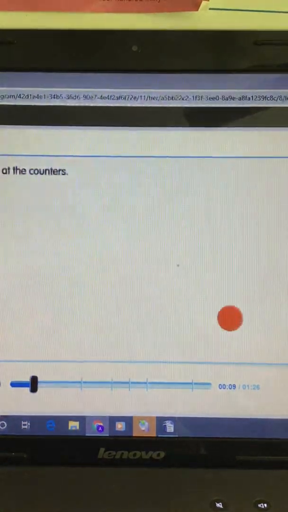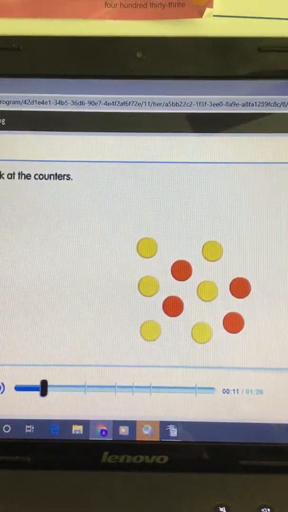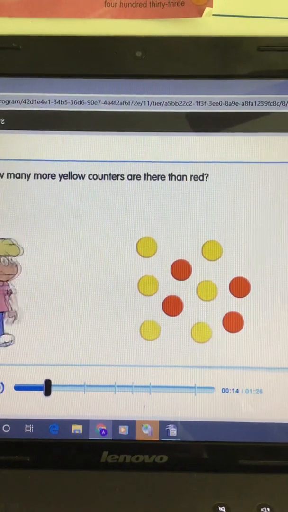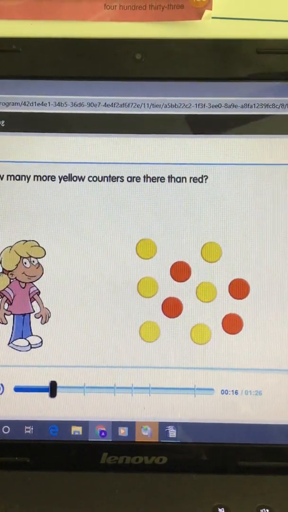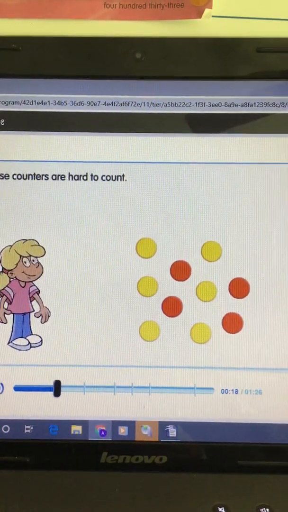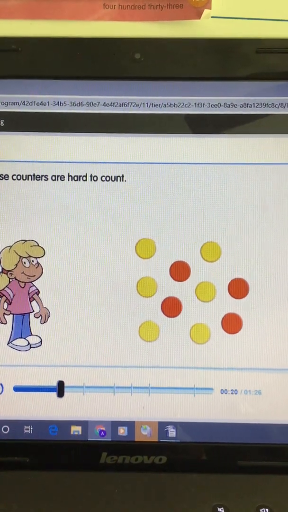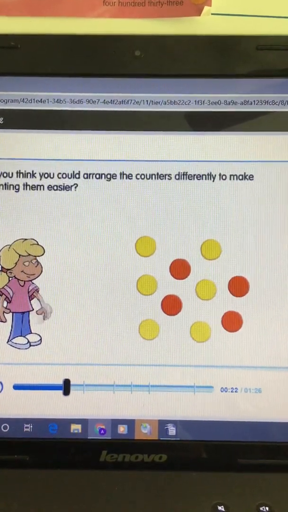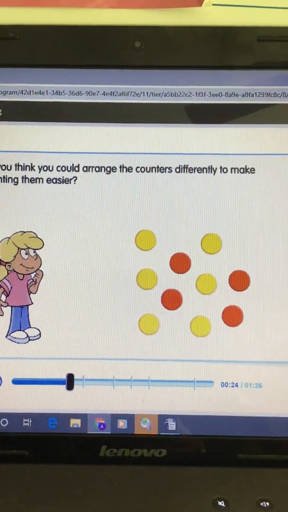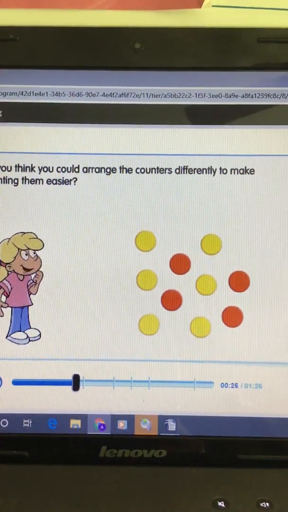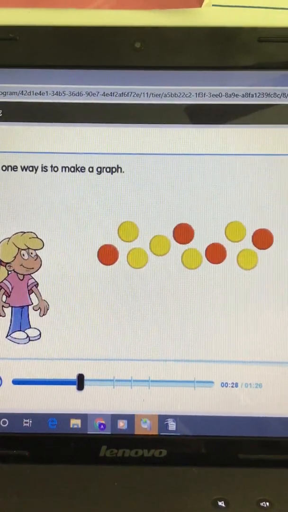Look at the counters. How many more yellow counters are there than red? These counters are hard to count. Do you think you could arrange the counters differently to make counting them easier? Yes, one way is to make a graph.